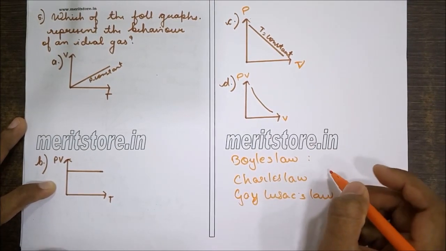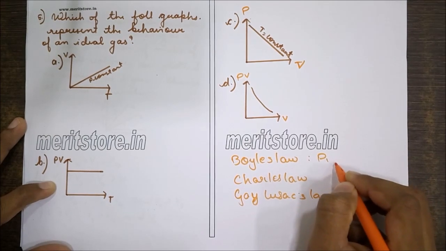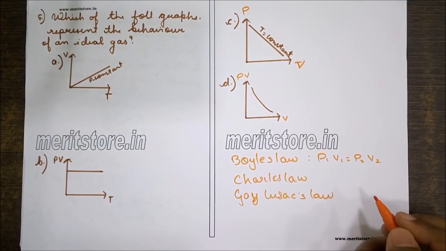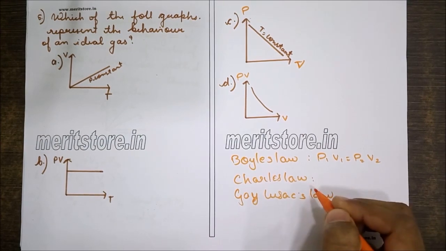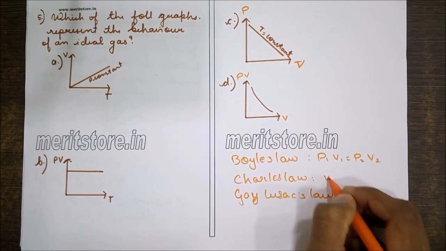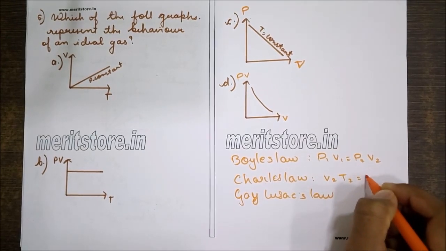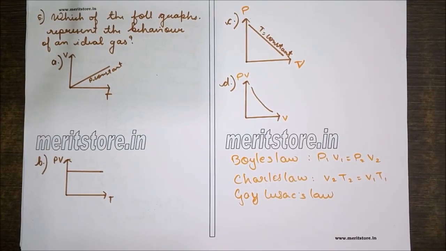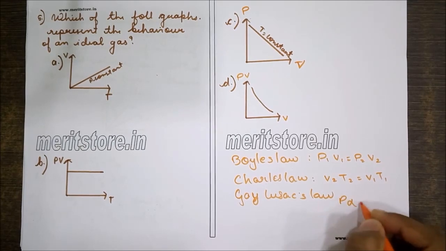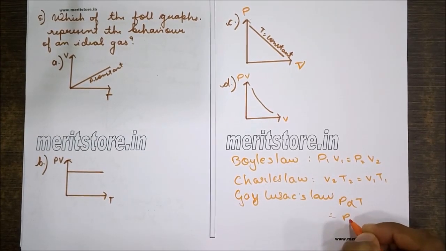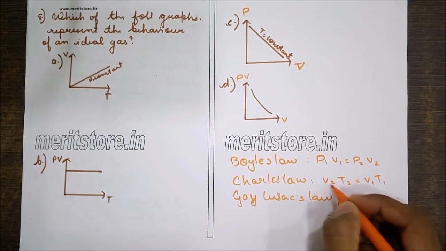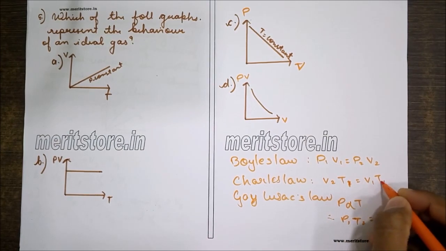So Boyle's law says that at constant temperature, P1 V1 is equal to P2 V2. And Charles' law says that V2 T1 is equal to V1 T2 at constant pressure, and Gay-Lussac's law gives that at constant volume, pressure is proportional to T, so therefore P1 T2 is equal to P2 T1.